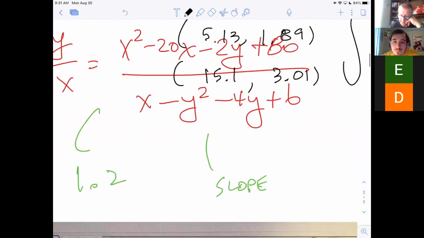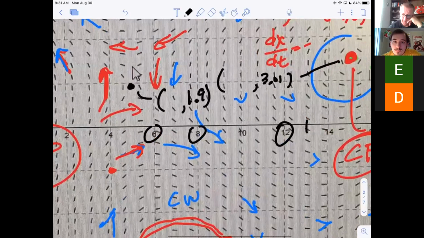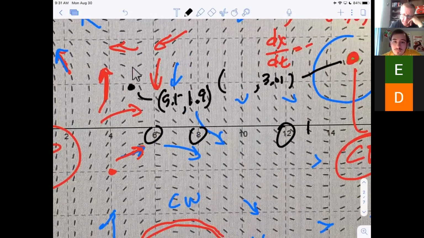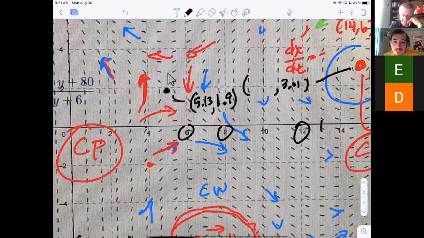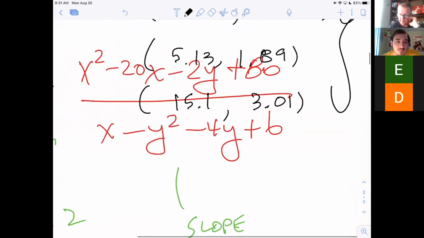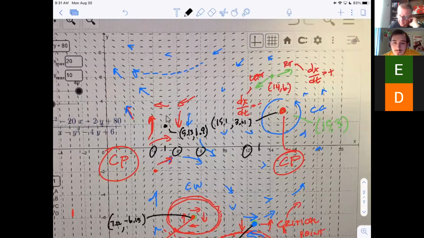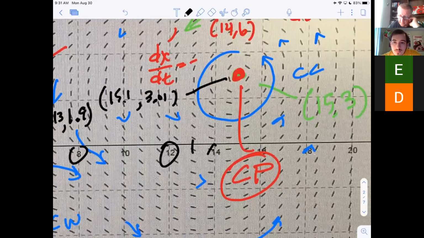And then 5.13, 1.89. Does this look like 5.13? The answer is, well, there's 4 and there would be 5, and that's really close to 5. Can't really tell what side of 5 it's on, but that looks very reasonable. And finally 3.01 supposedly goes with 15.1. So this is 15.1. I look at that point right there and I think, yep, that also looks good because there's 14 and there's 16. So it's working. Found them.